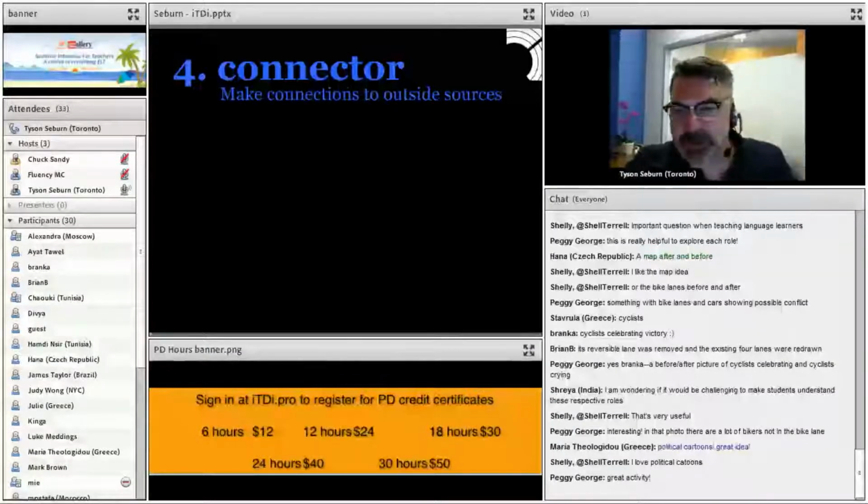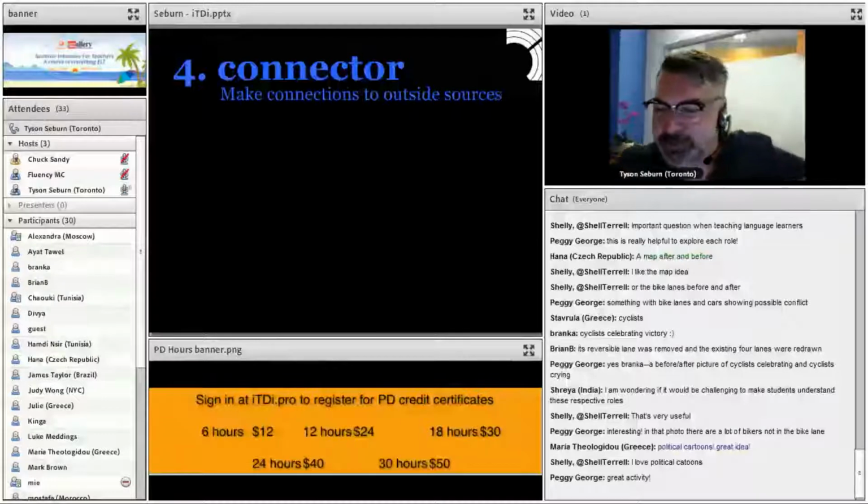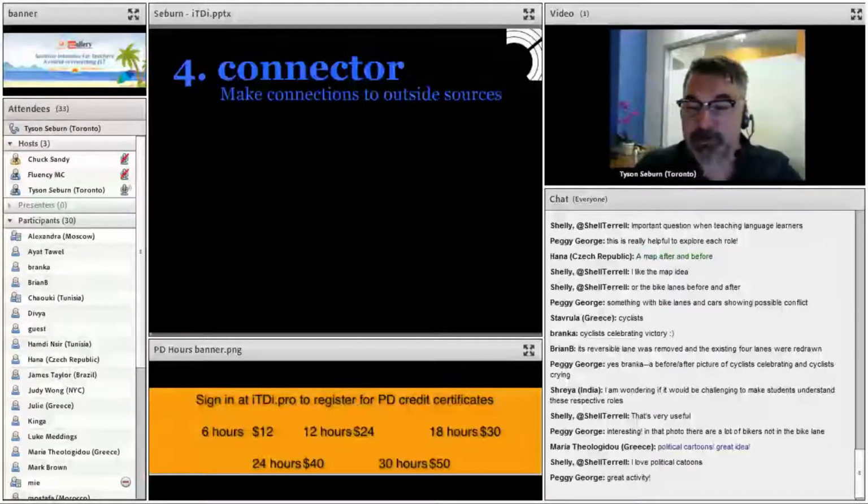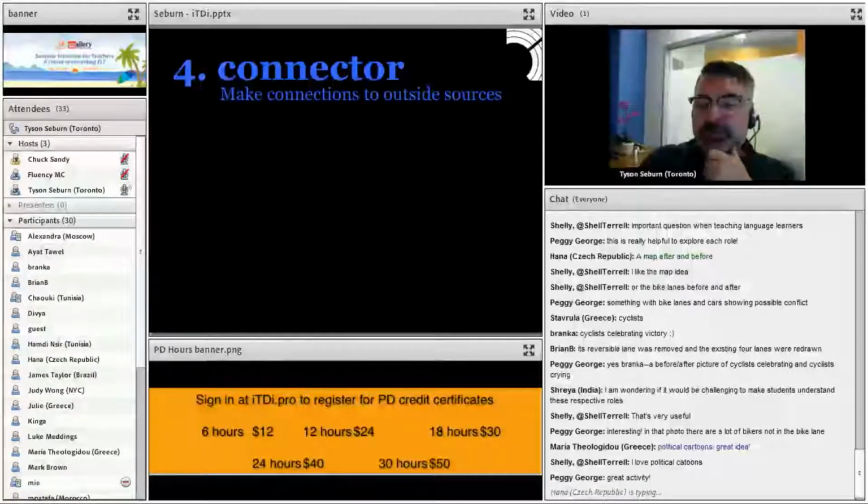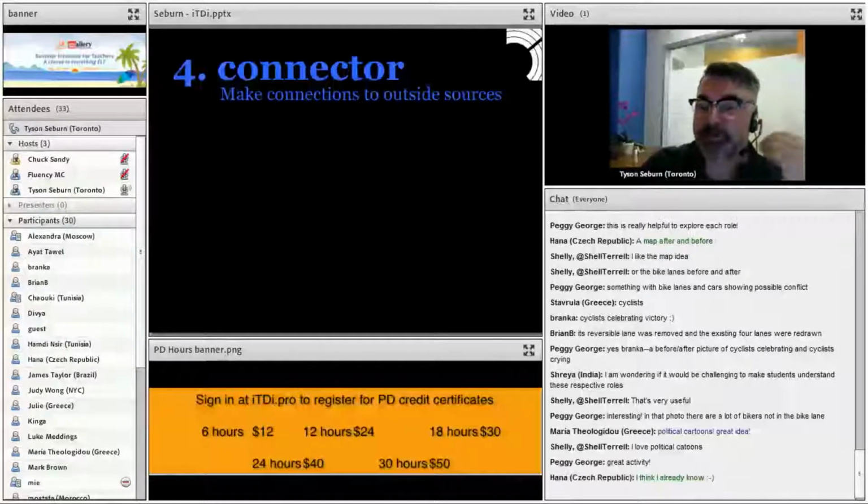So here we come to the connector, and hopefully this will answer the question about what the difference is between the connector and the contextualizer. So I mentioned that the contextualizer is looking for not vocabulary necessarily, but maybe chunks of language or people or places or things that the author refers to but doesn't really talk about so much. And the connector is doing something a little bit different.